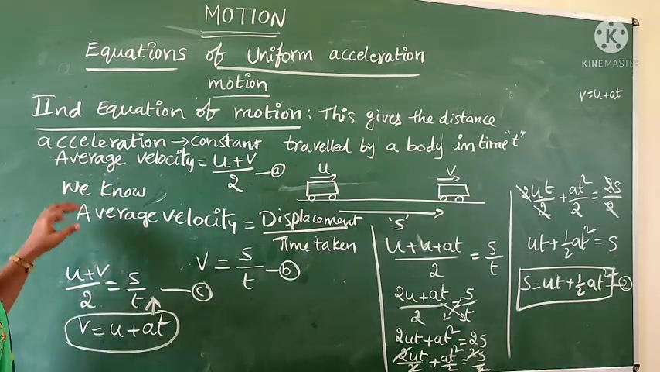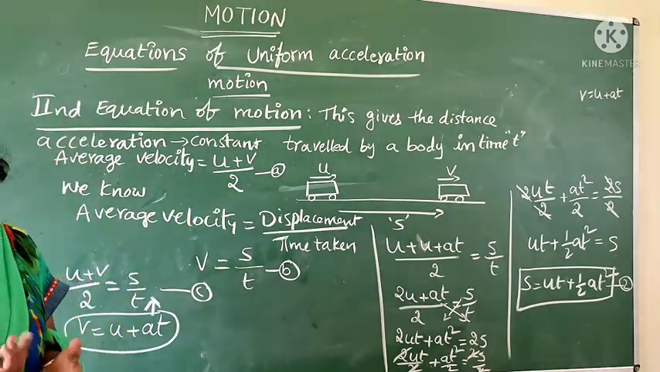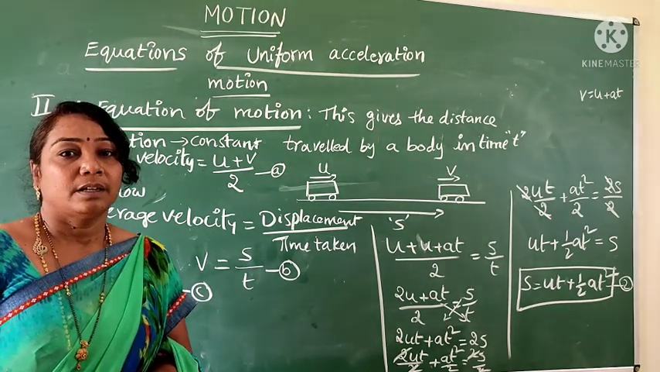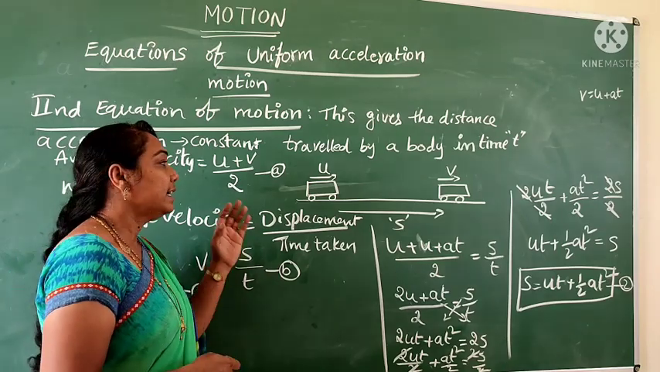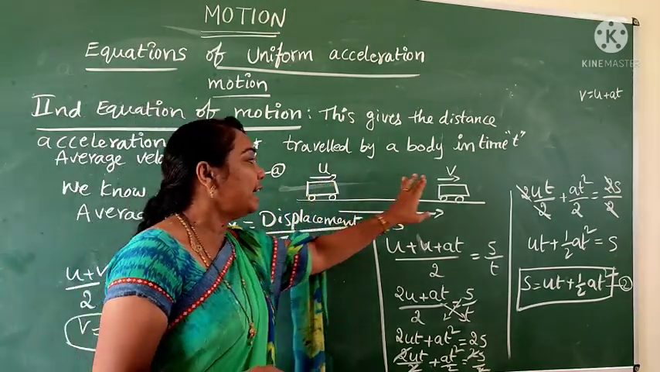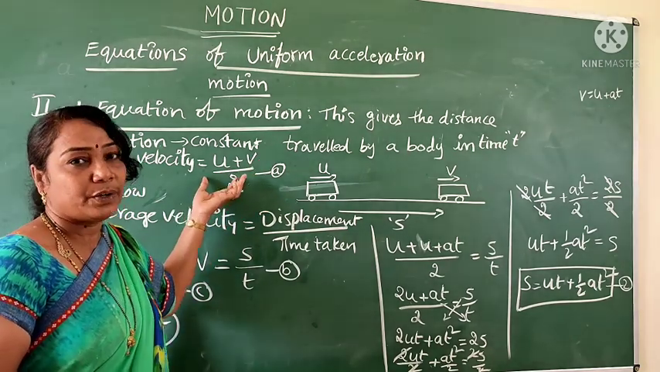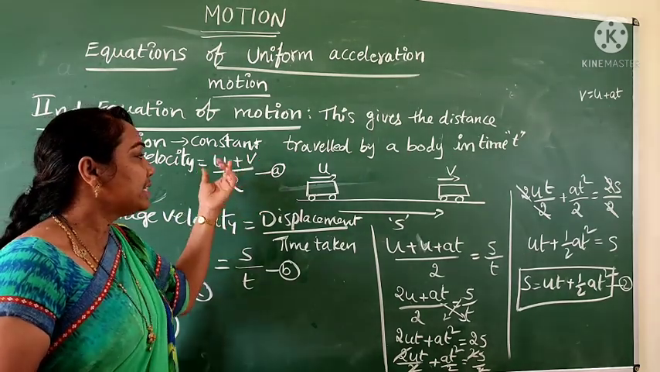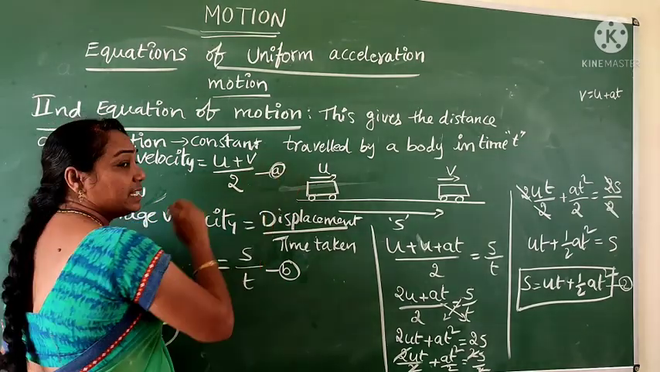Now, how can we get average velocity? The sum of velocities divided by the number of velocities. Here the sum of velocities is u and v, so u plus v divided by the number of velocities, which is 2. So, average velocity is u plus v by 2. We will call this equation A.